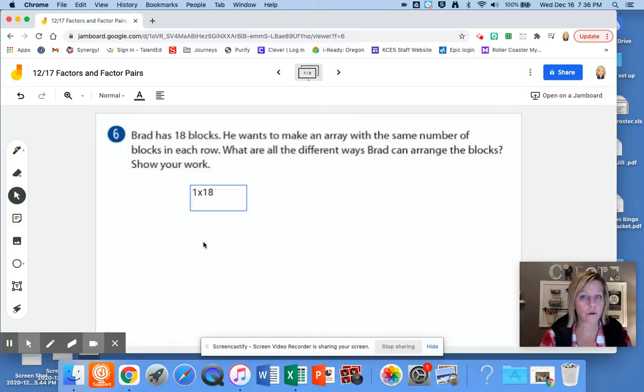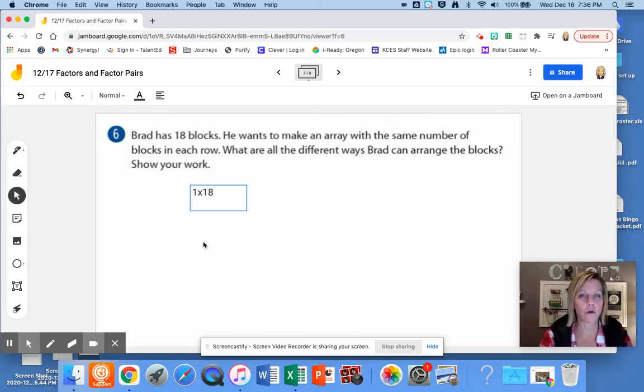If you go in order like we did on that last slide, I want you to see how many factors and factor pairs you can come up with for making an array that equals 18. Go ahead and do that now.